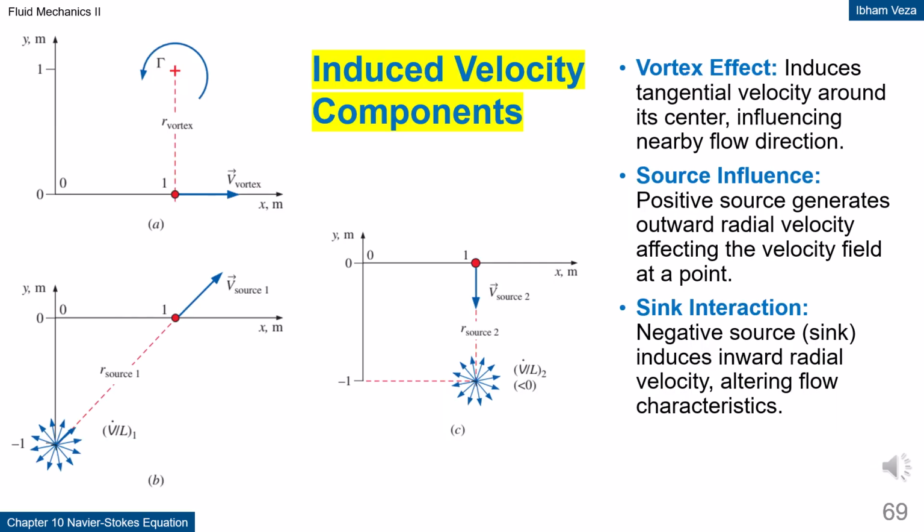Induced velocity components. A vortex induces a tangential velocity component around it, while a source induces an outward radial velocity component. A sink induces an inward radial component. At a point, all these components are added vectorially to obtain the total velocity. This approach shows how different flow elements influence the velocity field simultaneously. This is the basis for constructing complex flow fields through superposition.